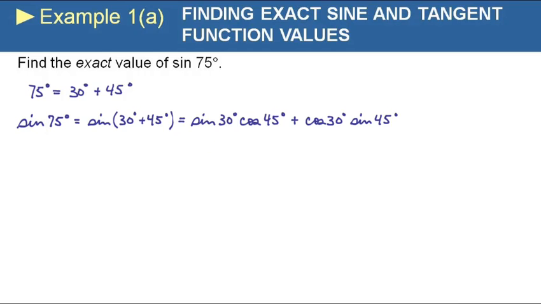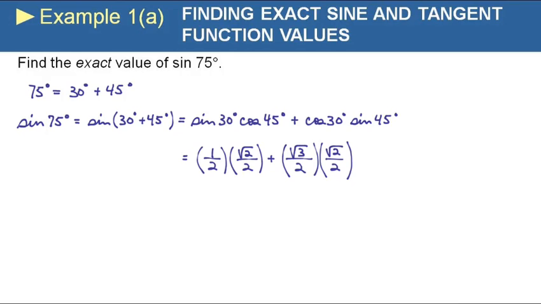Sine of 30 degrees is 1/2. Cosine of 45 degrees is square root of 2 over 2. Cosine of 30 degrees is square root of 3 over 2. Sine of 45 degrees is square root of 2 over 2. Alright, now multiply these two fractions together. And multiply these two fractions together. And now combine these into one fraction.